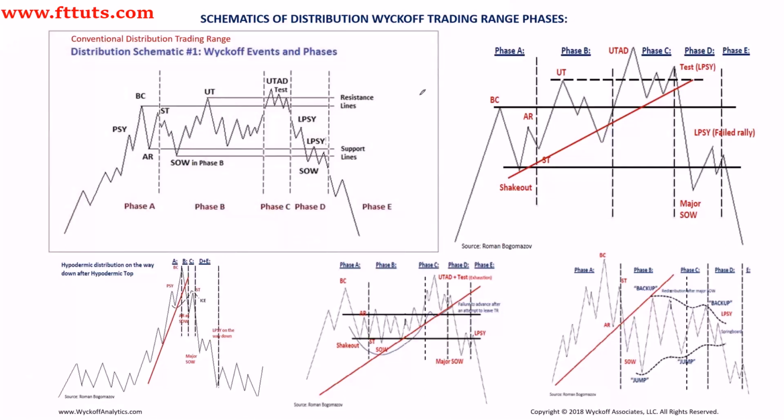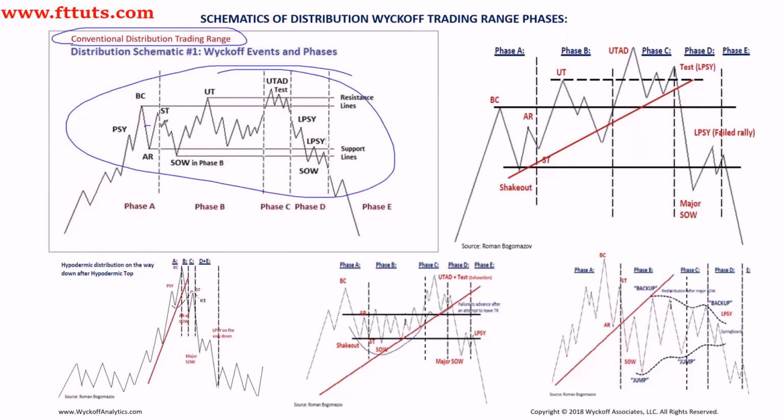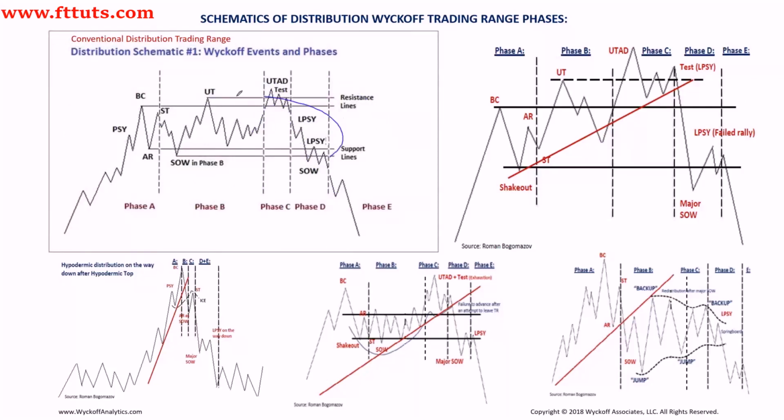So a conventional distributional trading range would look something like this, where we see a horizontal structure, and we could have maybe some higher high in phase C, maybe a lower high, where we would have a last point of supply type of situation. But predominantly, the price would be consolidating within the boundaries of the support and the resistance that were created by the buying climax and automatic reaction in phase A.